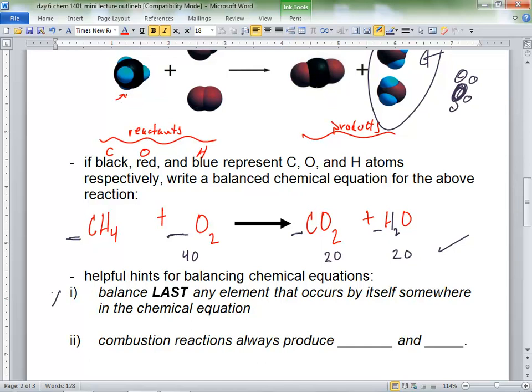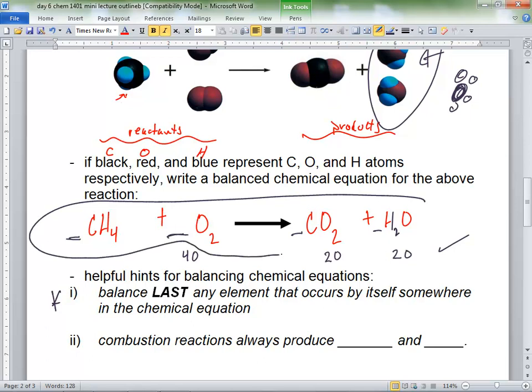Okay. First helpful suggestion in balancing this stuff. Balance last any element that occurs by itself in the chemical equation. So if we were going to do this, you don't have to do it this way, but I strongly suggest it. You've got carbon, hydrogen, and oxygen to balance. Which one should you balance last, according to this little hint? The O's, because it's an element all by itself, right? It's an element all by itself. Balance it last, okay?